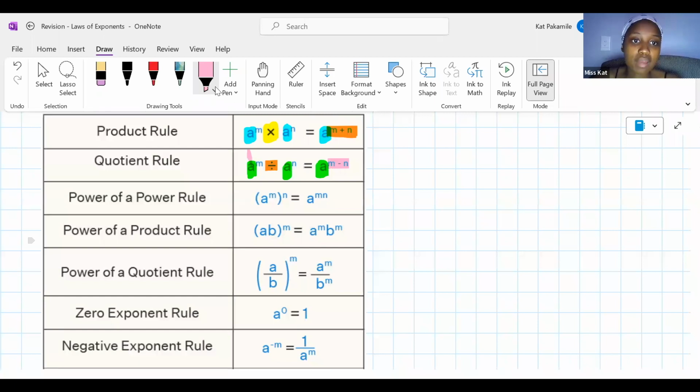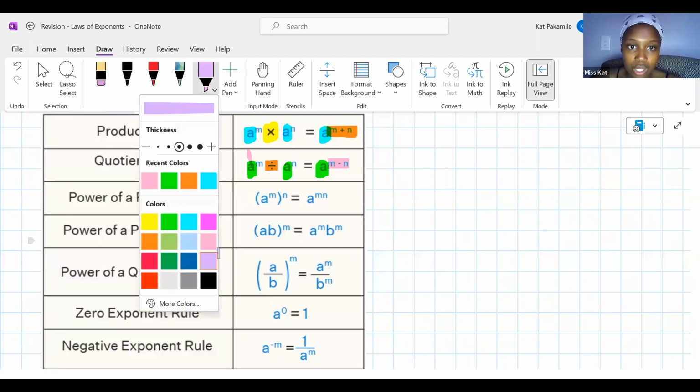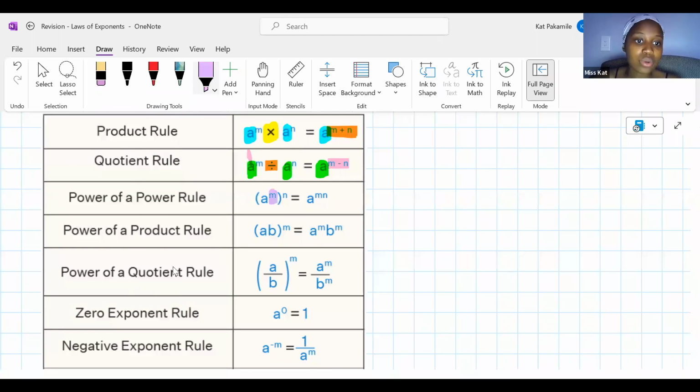Power of a power means exactly that, guys. You have one power, which is the M, and then you have a power of that power, which is N. So in this case, you essentially have two exponents. In this case, you will multiply the exponents. M N means M times N. So you will multiply these exponents.